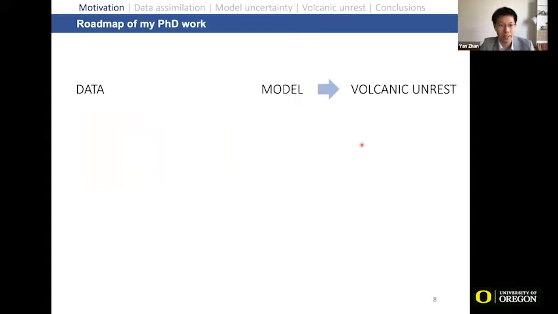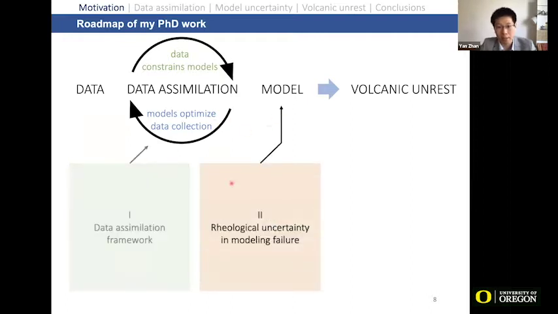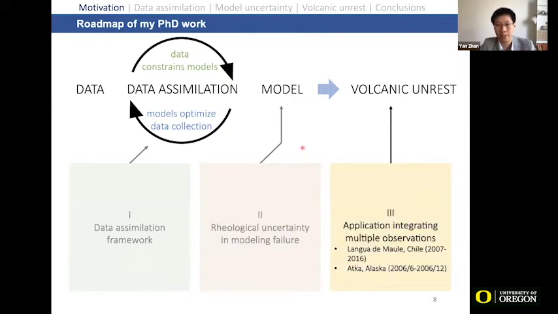So what I have done is first to create a data simulation work, which allows me not only to use data to constrain the model, but also the model can optimize the data collection strategy. Then I will show you some study in the model uncertainty, especially the rheological uncertainty when we model the deflation of the magma reservoir. And third, I will show you some application of this workflow from two examples. One is Laguna del Maule in Chile, and the other is Okmok volcano in Alaska.